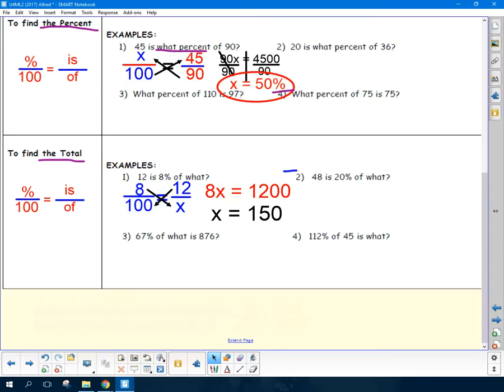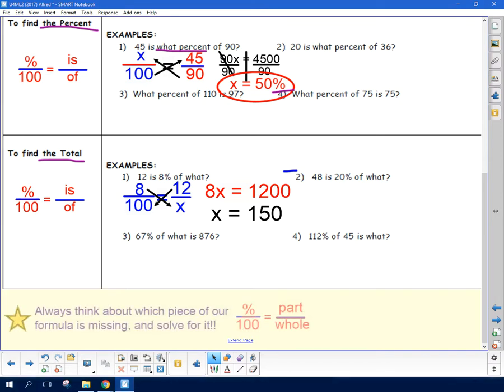In this unit, we're going to do a lot more problems. We're going to talk about tax and tip and commission and discounts and markups and interest rates and all those problems that we solve. Every single one of them can be solved with proportions just like this one. So always think about which piece of your formula is missing and solve for it. Write that on the bottom of your page.